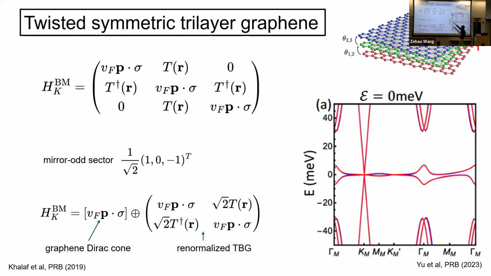Now it's a 3x3 block of 2x2 matrices because you have 3 layers, right? But you can actually decompose it into the mirror sectors. And what you actually find is that this Hamiltonian decomposes into a renormalized version of TBG and a single graphene Dirac cone, right? So here I've just lifted a band structure from some paper, and you can see that you seem to see the familiar twisted bilayer graphene band structure, but then you also see this very dispersive Dirac cone, which is coming from, I believe, the mirror odd sector.